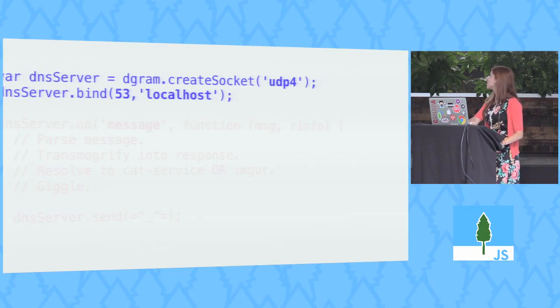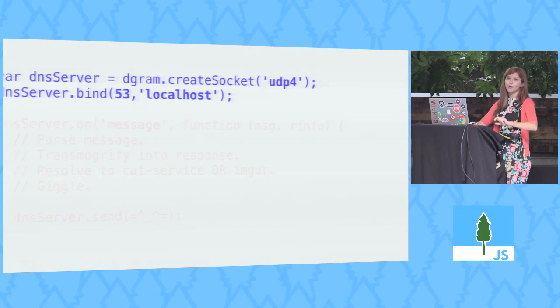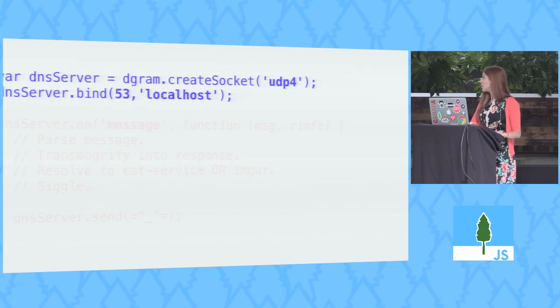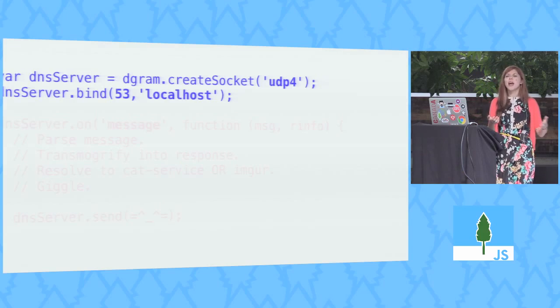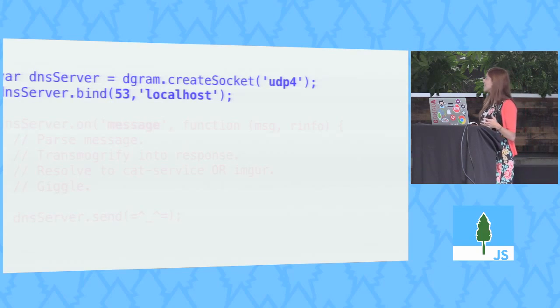So the first thing you need to do is create a socket on port 53. Port 53 is a small port, and if you ever see a port that is that small, you probably need to be sudo for it. So if you do, I strongly recommend you fork this, and you should run it, so you should sudo that.